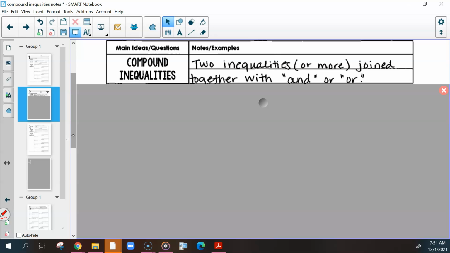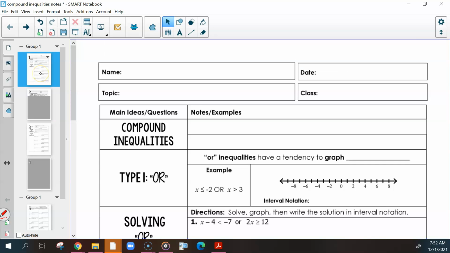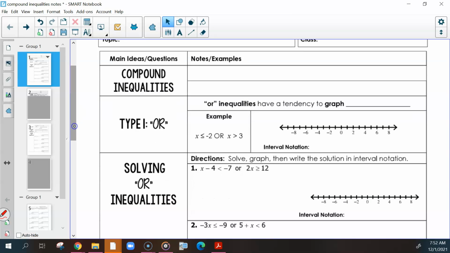The first one we're going to talk about is the or inequality. Anyone still need this part? Or inequalities have a tendency to graph apart. And you'll see what I mean by that here in a second.